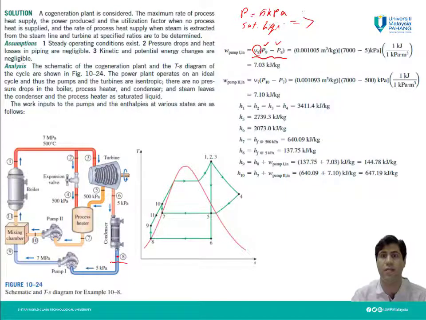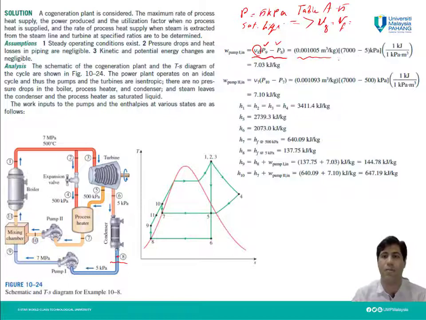If you go to the table, I think Table A5, you can find the specific volume, or Vf actually, at this point. You can find V8, which will be equal to 0.001005 meter cubed per kilogram. And do not forget to convert pressure to kilopascal.